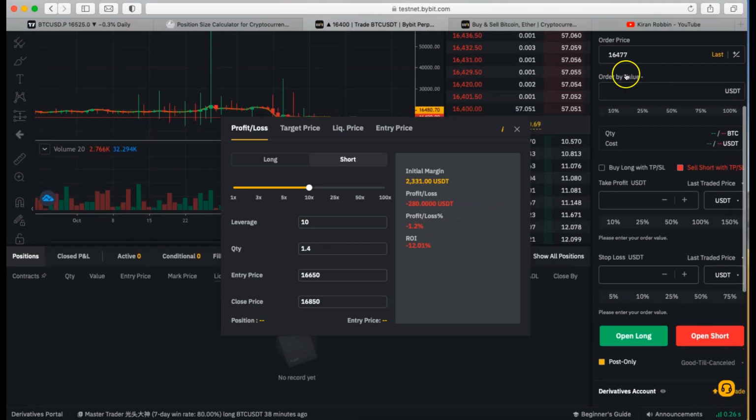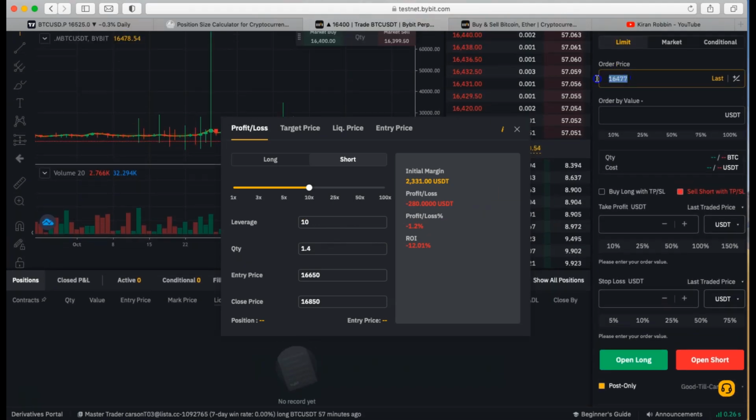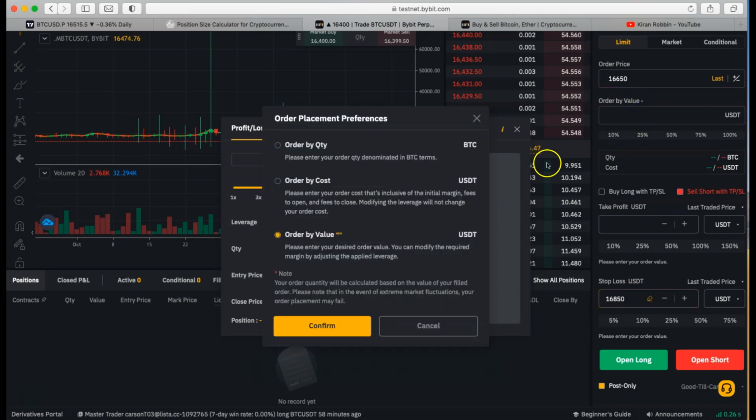Now I'm going to actually plug in the details here. So let's put 16,650, and for the stop loss, let's put 16,850. And this section here, you can literally click any of these. You can order based on quantity, order based by cost, order by actual value. Order by quantity means it's more denominated in Bitcoin terms, but order by value I use for actual USDT value.